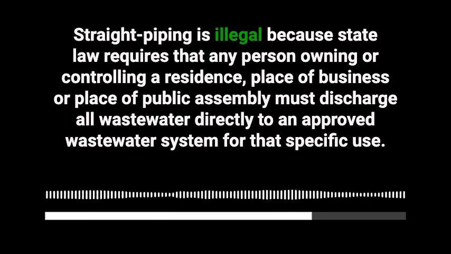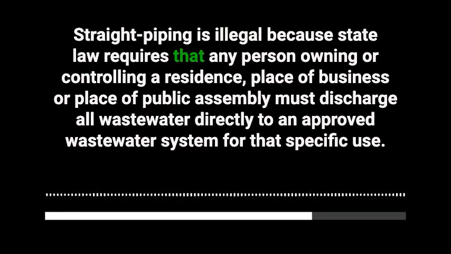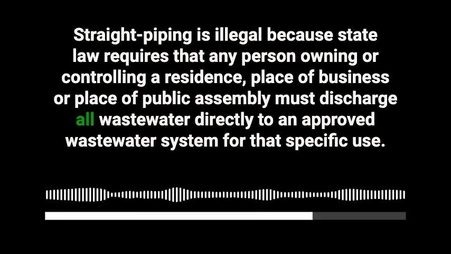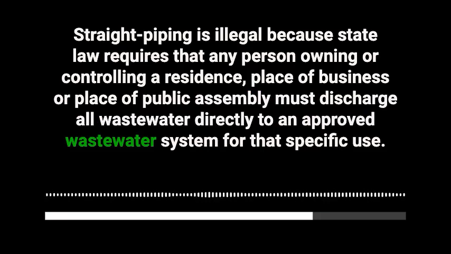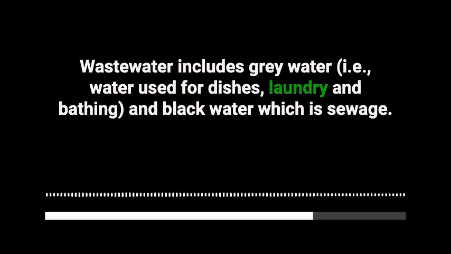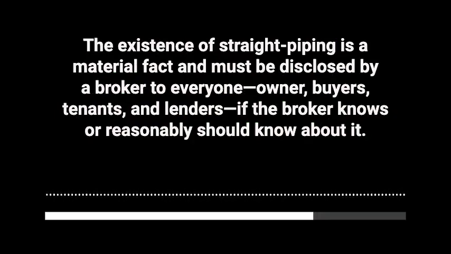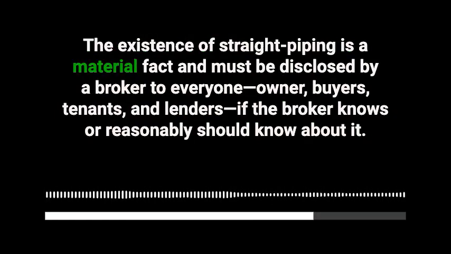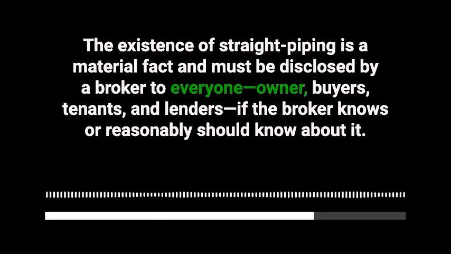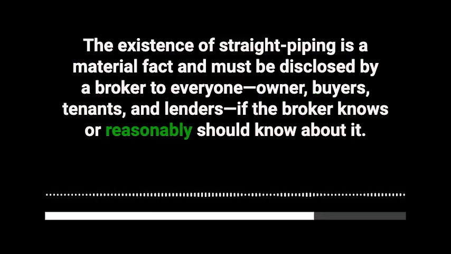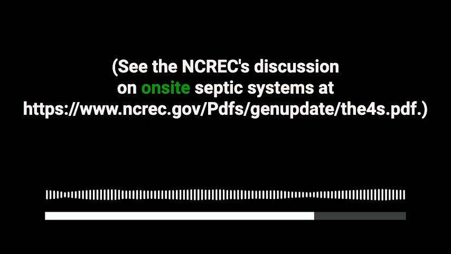Straight piping is illegal because state law requires that any person owning or controlling a residence, place of business, or place of public assembly must discharge all wastewater directly to an approved wastewater system for that specific use. Wastewater includes gray water and black water, which is sewage. The existence of straight piping is a material fact and must be disclosed by a broker to everyone, owner, buyers, tenants, and lenders, if the broker knows or reasonably should know about it.